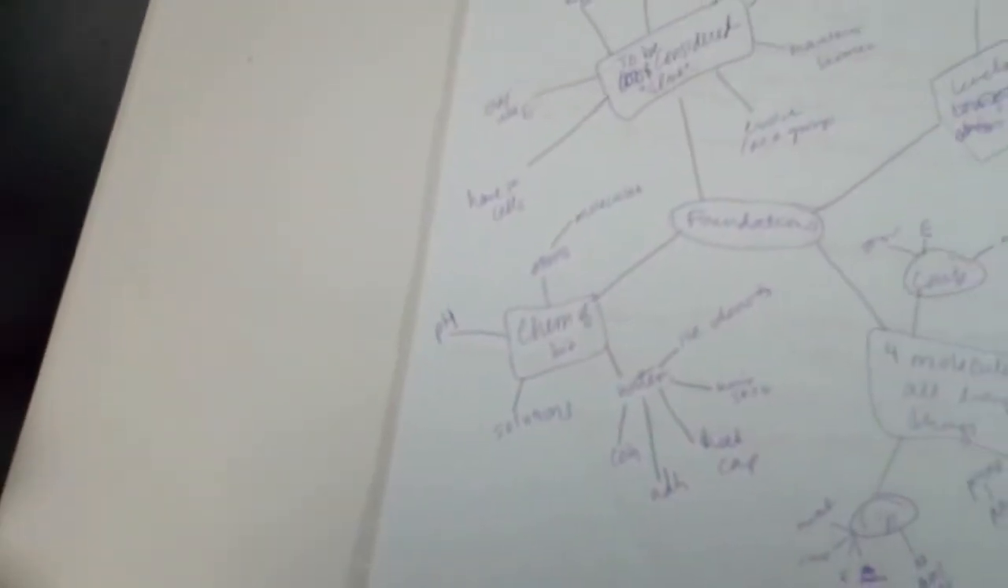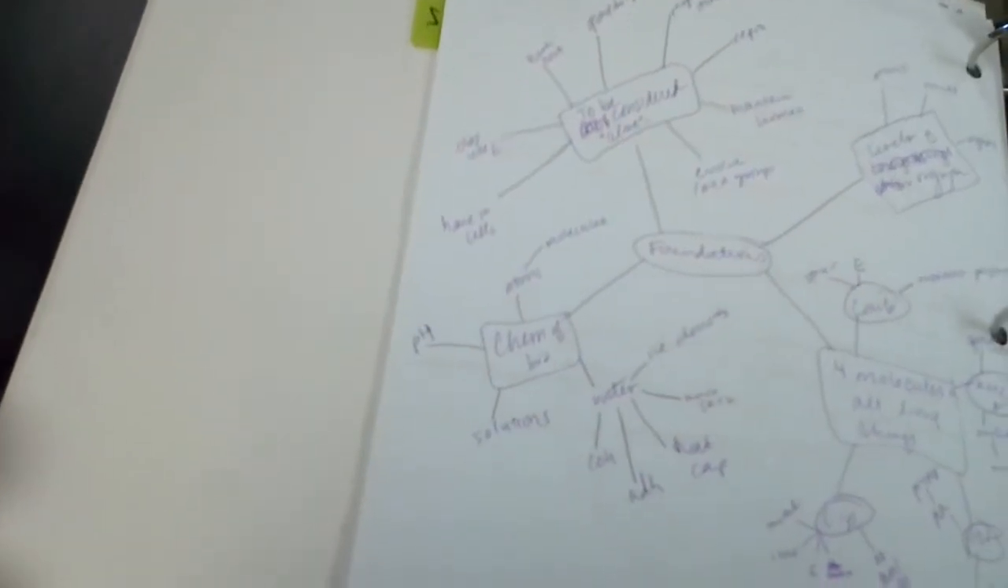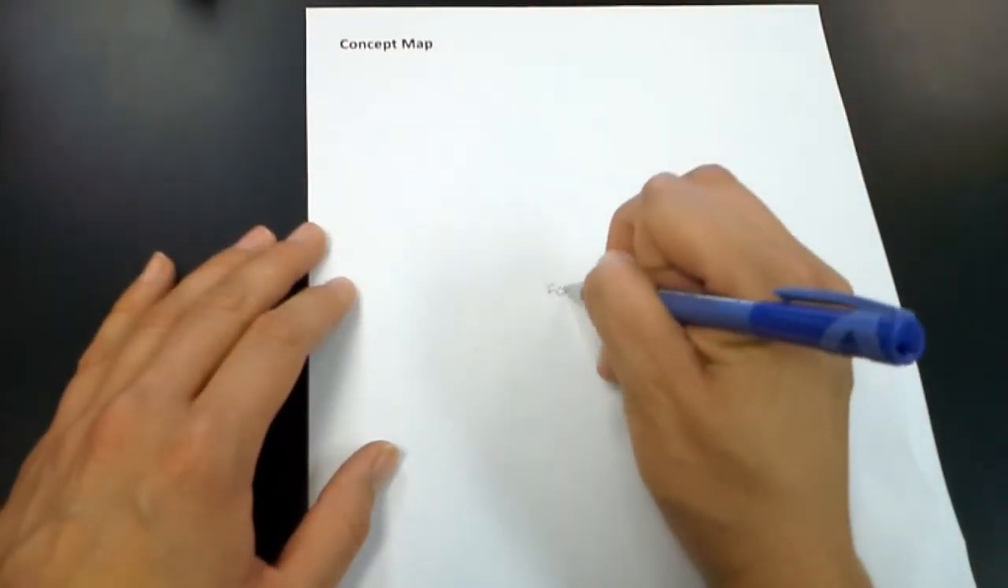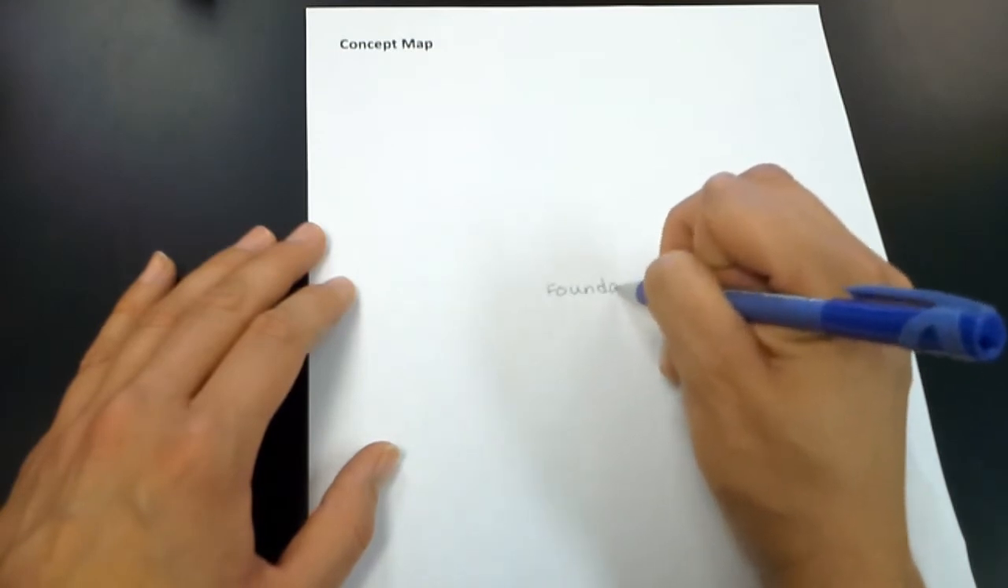A concept map is basically like a spider chart. I'll kind of show you, this is one that I have done already, and we're going to be making something like that just to show what's been going on in this unit. So I'm going to start in the center and just call this Foundations of Biology.